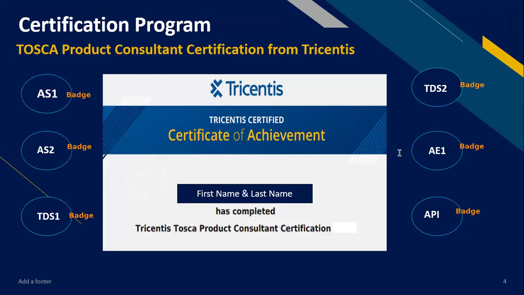So once you get these 6 badges, at the 7th level you get a certificate. We have to write an exam here. If you qualify in that exam with approximately 80%, then you'll get the certificate from the Tricentis side. Got it?